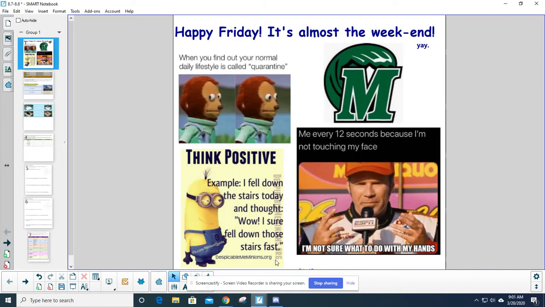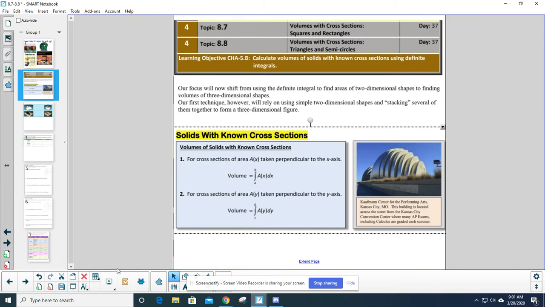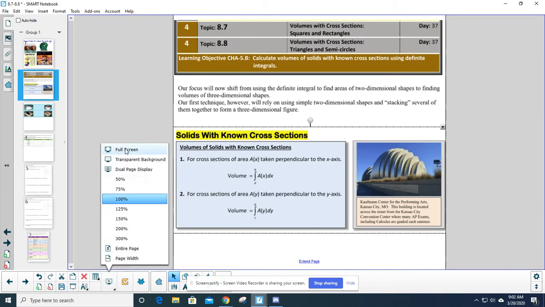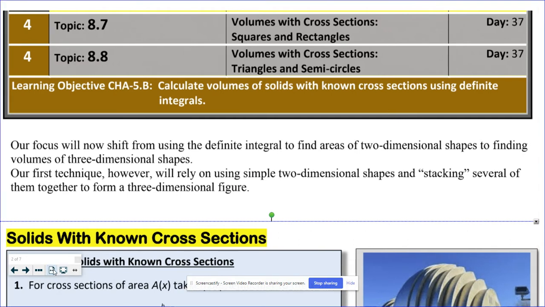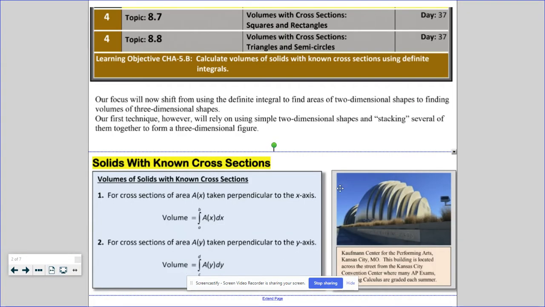So we are starting today with 8.7 and 8.8. Let me try to get this. Ooh, that's really, really big. Let's do it that way. Okay. With 8.7 and 8.8, we're talking about volume.